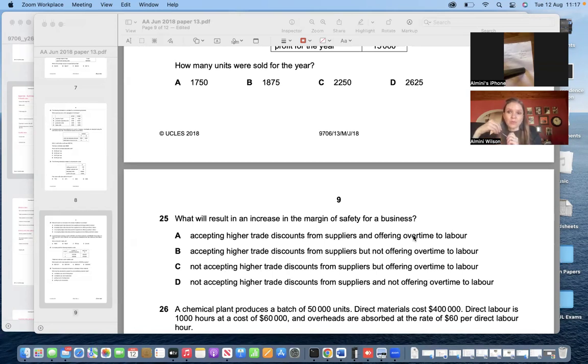You want your contribution per unit to go up so that your margin of safety can increase because your fixed cost and or your break even point is then decreasing. So what I'm trying to say here is you want to accept the higher trade discount, but you do not want to offer overtime on labor because you want your contribution per unit to increase significantly so that your break even point can decrease so that your margin of safety can increase. I hope I didn't confuse you there with my wording. But that's basically what I wanted you to do for 25. So 25, we're going with option B.